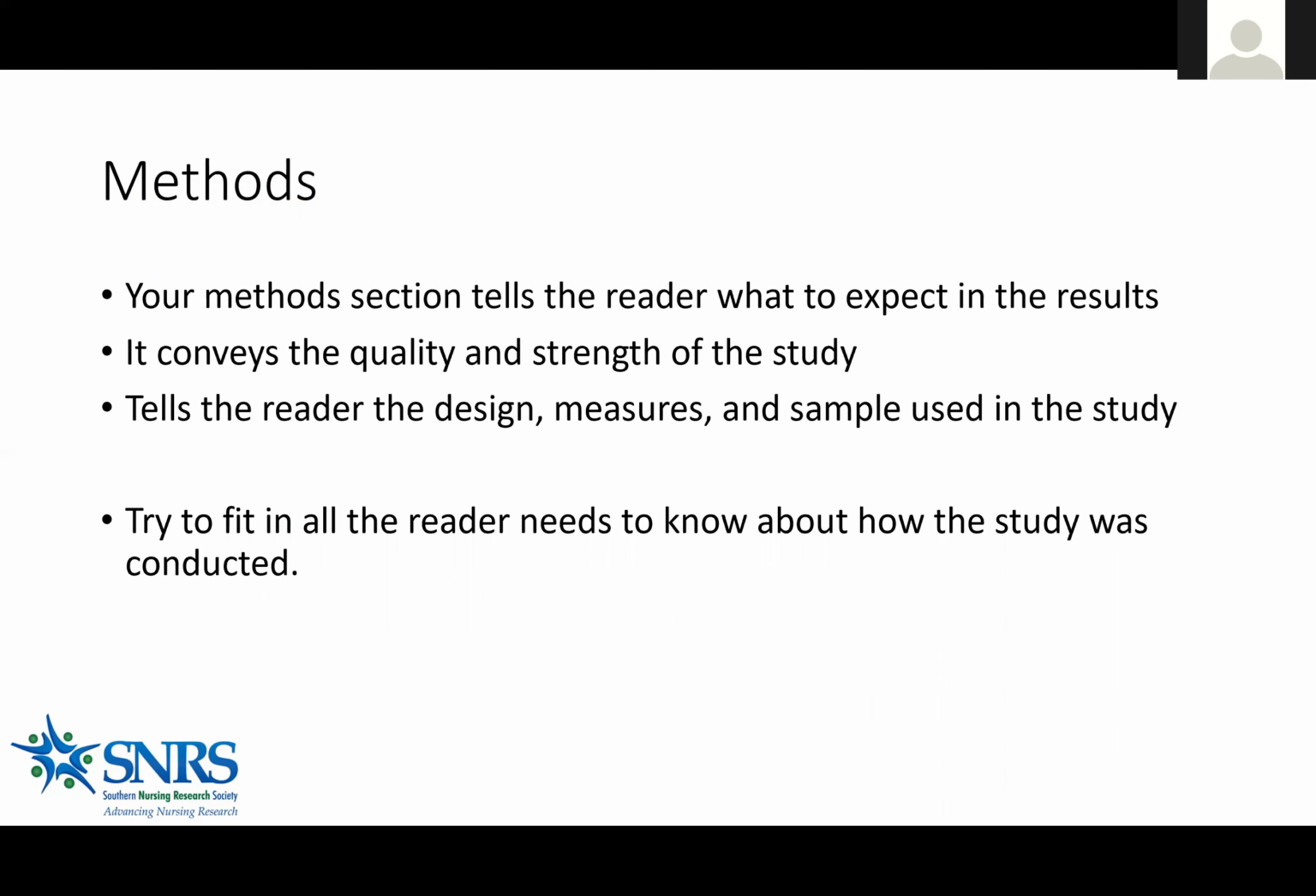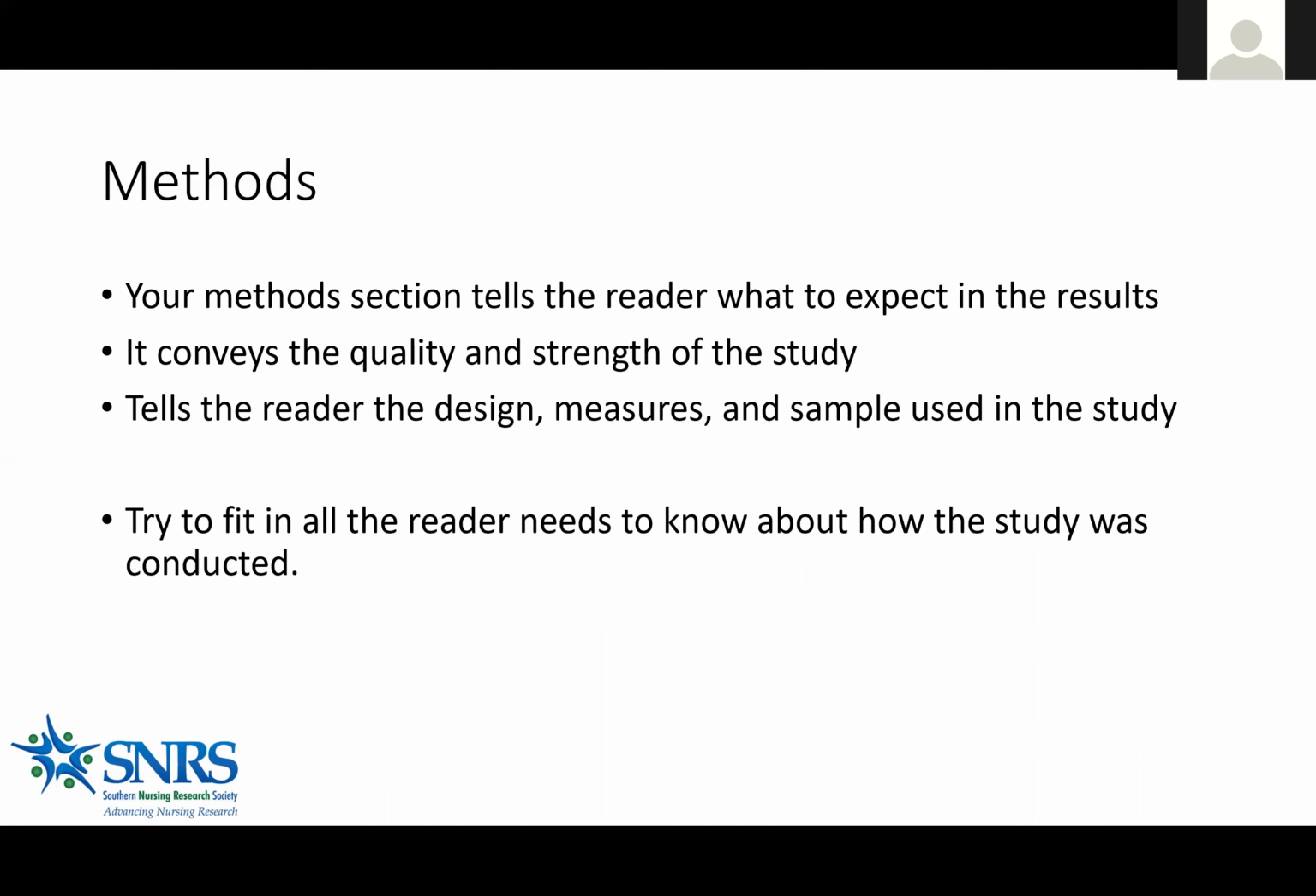So your method section really needs to tell the reader what to expect in the results. Everything that you put in the method section should directly draw to the results section. Your method section lets me know how strong your study is and what the quality of the overall study design is. And after you read the method section, you should make sure that what the reader would draw from that is what the study design is, what your measures are, and what the sample was you used in the study. And if that's not clear, the reviewer is not going to know what you did to collect this data.